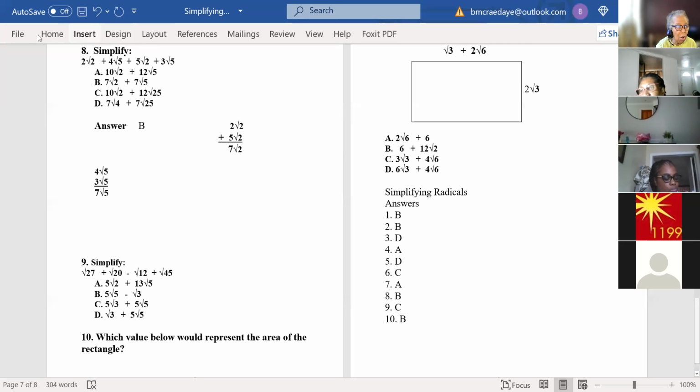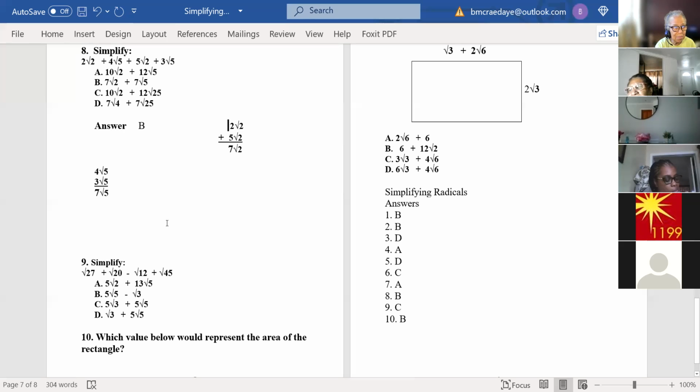So you can only do 2 times the square root of 2 plus 5 times the square root of 2, because they are the same: square root of 2, square root of 2. Here, 4 times the square root of 5 plus 3 times the square root of 5. Then you can add those up. 4 plus 3 is 7. Alva, is it making sense?